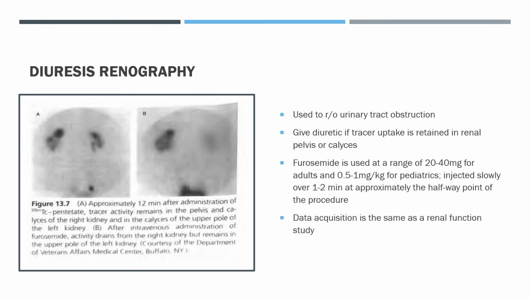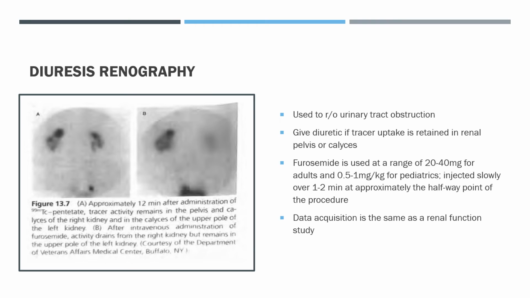And now we get on to diuretics. So this is probably the one we see most often, and this is used to rule out any urinary tract obstructions. A diuretic is given if tracer uptake is retained in the renal pelvis or calyces. The one we're most familiar with is probably Lasix or furosemide. Usually you would give this at a range of 20 to 40 milligrams for adults or 0.5 to 1 milligrams per kilogram for pediatrics.